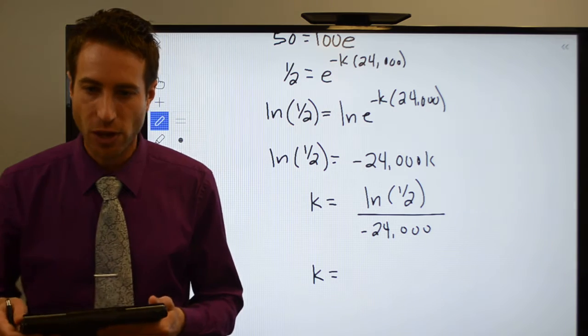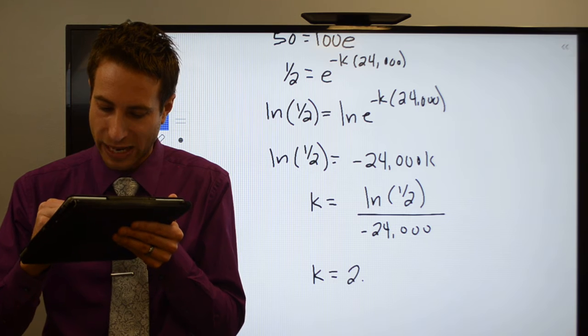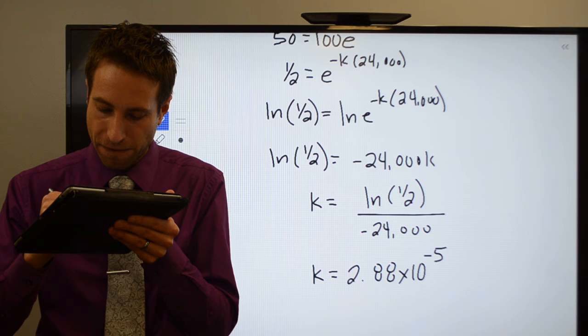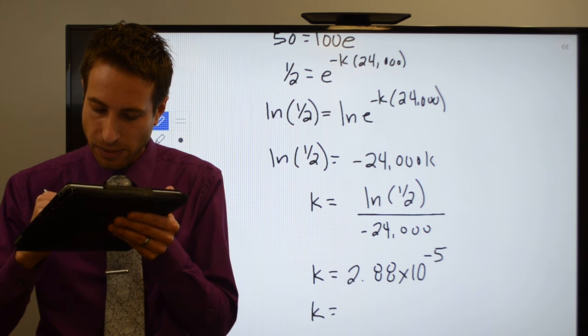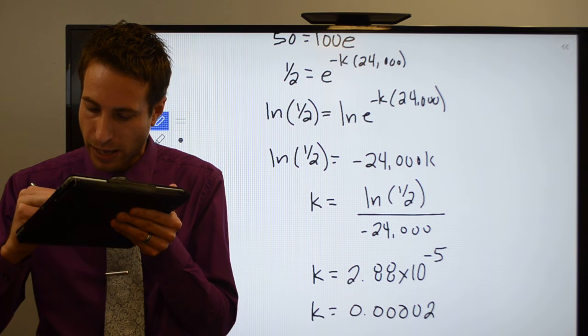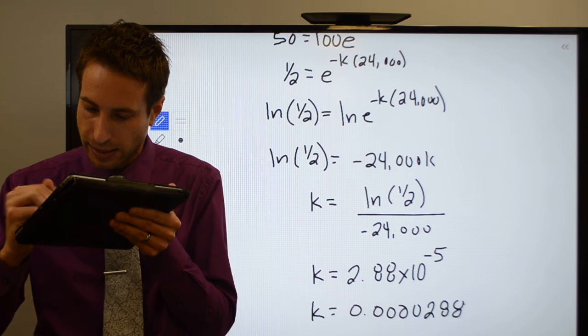Don't fat finger something on your calculator. You should wind up with 2.88 times 10 to the negative 5th. Which as a decimal is going to be 0.0000288.